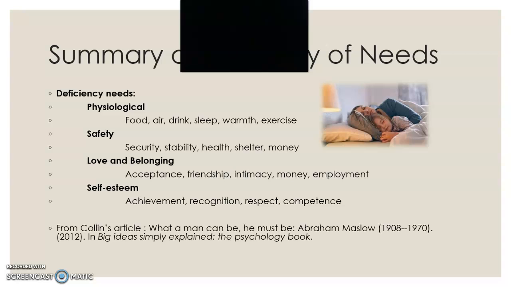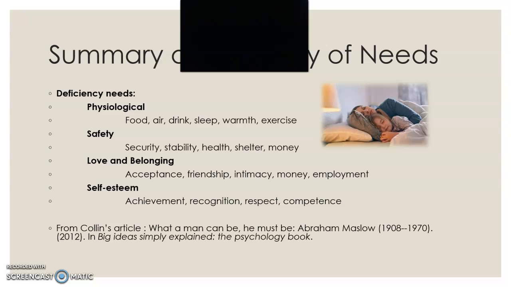So let's summarize these hierarchy of needs, starting with the bottom, working our way up. Maslow identified the physiological needs as the bottom foundational needs that have to be met for every human. That includes food, air, drink, sleep, warmth, exercise. Then we work our way up to safety, including security, stability, health, shelter, and money.